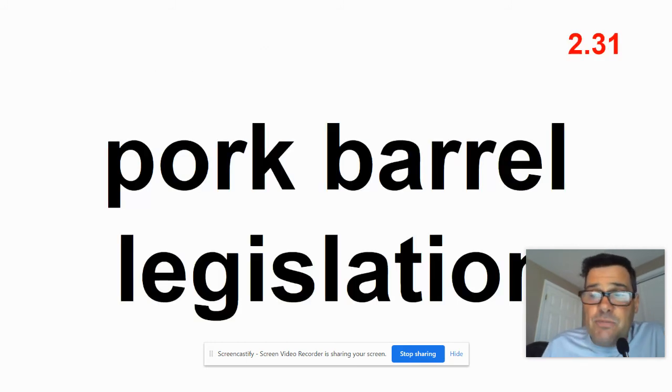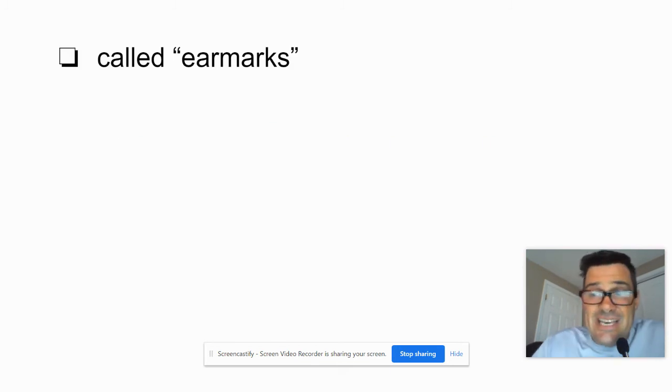All right, pork barrel spending, last card here, 2.31, pork barrel legislation or pork barrel spending. Pork barrel legislation, you got the idea of pork, meaning a pig. And this is just the idea of stuffing a bunch of stuff in the bill. So the connotation is that the representative is bringing home the bacon. You ever heard that phrase, bringing home the bacon? Well, that's what this is. A legislator is bringing home spending to their district, and that's bringing home the bacon, and we call that pork barrel legislation. They're also known as earmarks.